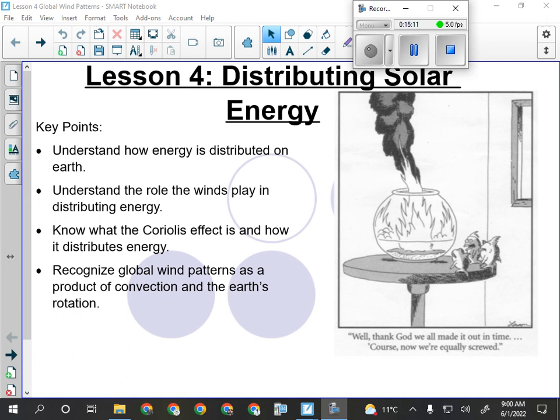Okay, so we're going to look now at the patterns that wind shows us on Earth. We have to look at how energy is distributed. Obviously, most of it lands around the equator, and then has to be transferred from the equator by the second law. That would be convection, conduction, all that kind of stuff. Understand the role winds play in distributing that energy. Know what the Coriolis effect is and how it distributes energy, and recognize that global wind patterns are a product of both convection as well as the Earth's rotation.